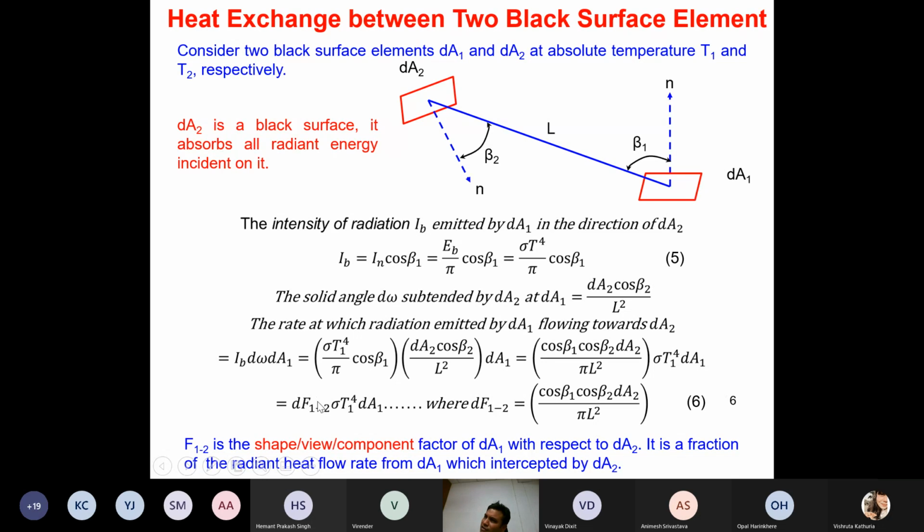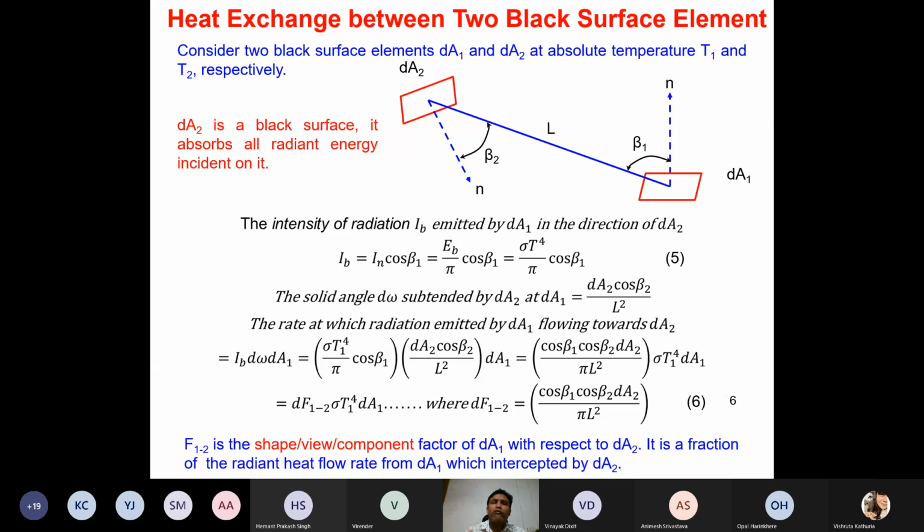So this dF12 is a differential shape factor or a view factor or a component factor. What it accounts for is that both these bodies dA1 and dA2 are not infinitely large, isn't it? So only a part of the radiation emitted by dA1 is intercepted by dA2, isn't it? So this particular directional nature of the radiation is captured by a factor, and that factor is referred to as shape factor, view factor, or component factor. If you look at different books, they have used different names. So in your B.K. Dutta book, it is referred to as a view factor.